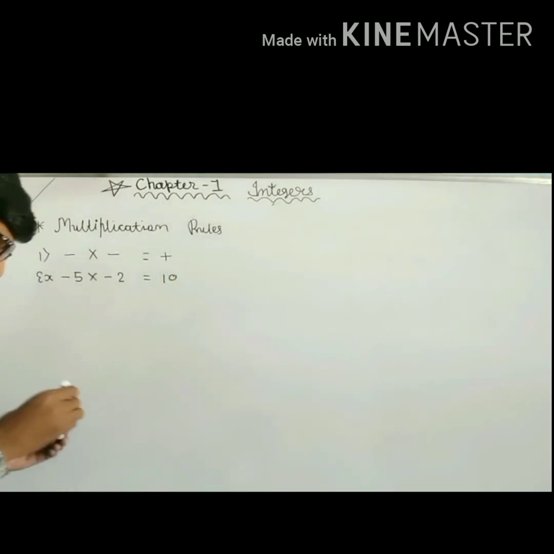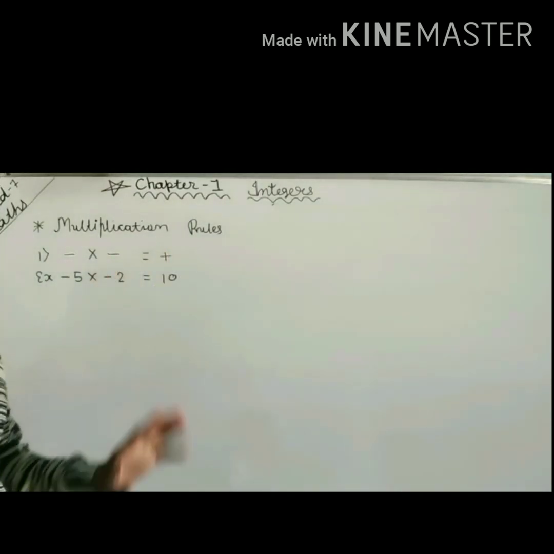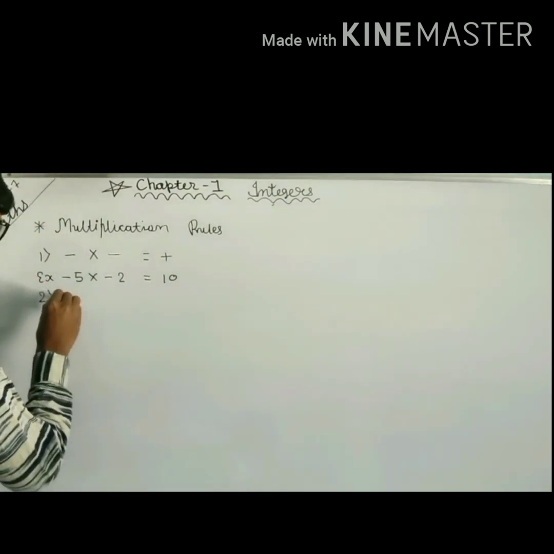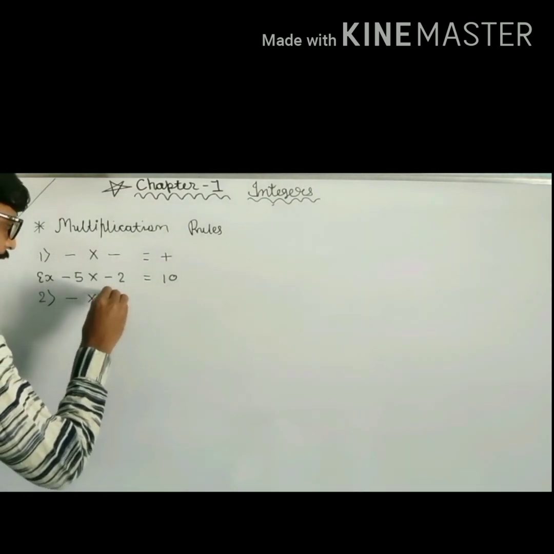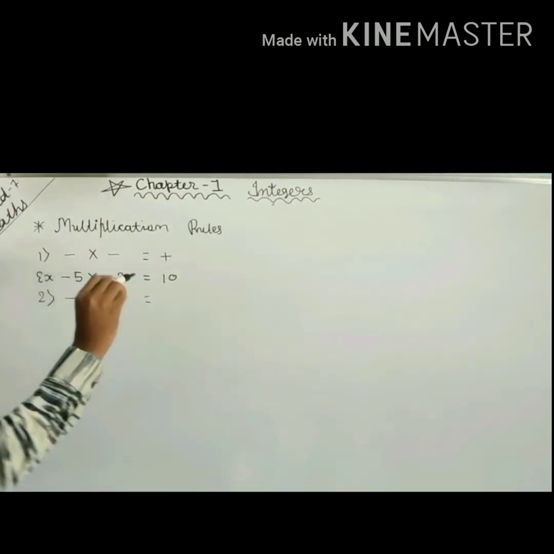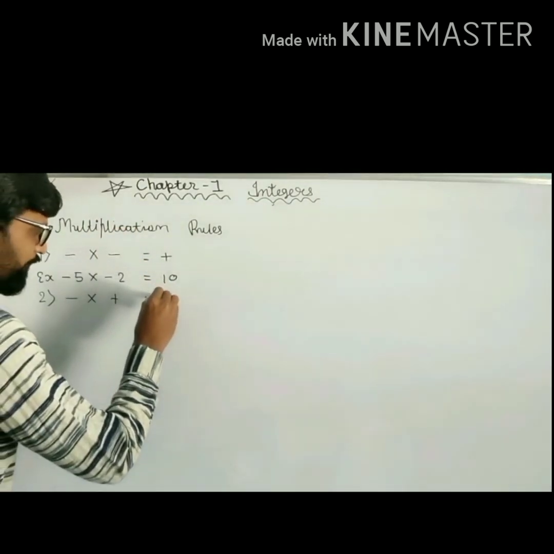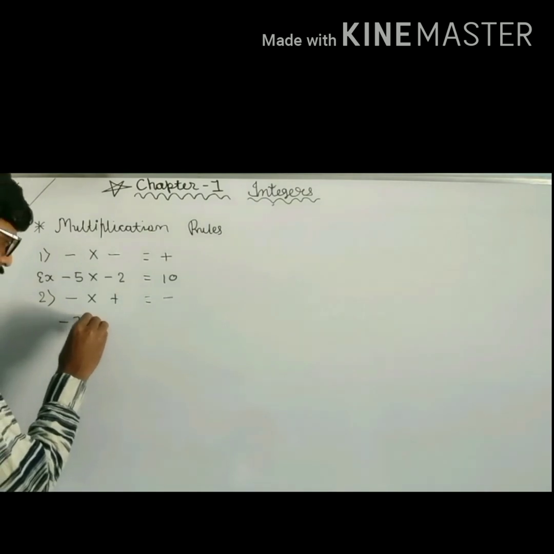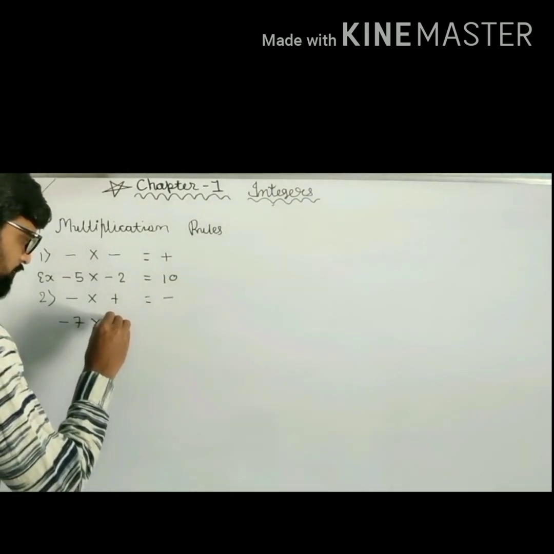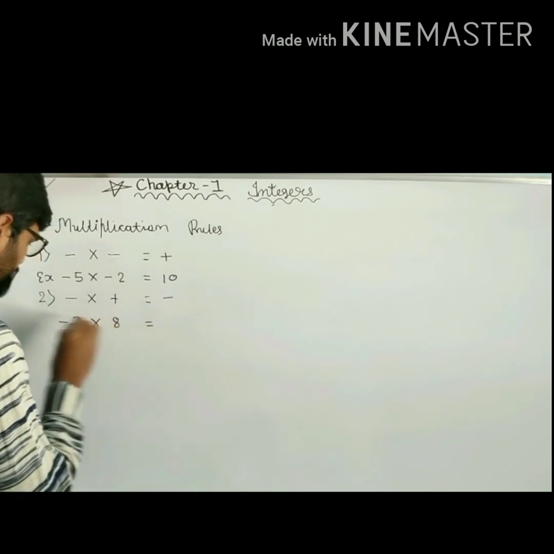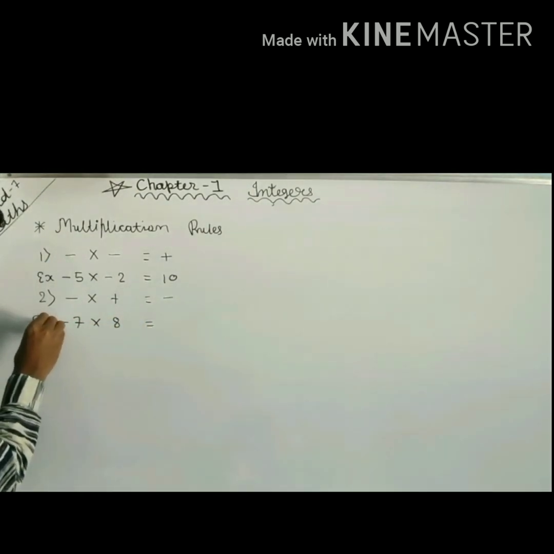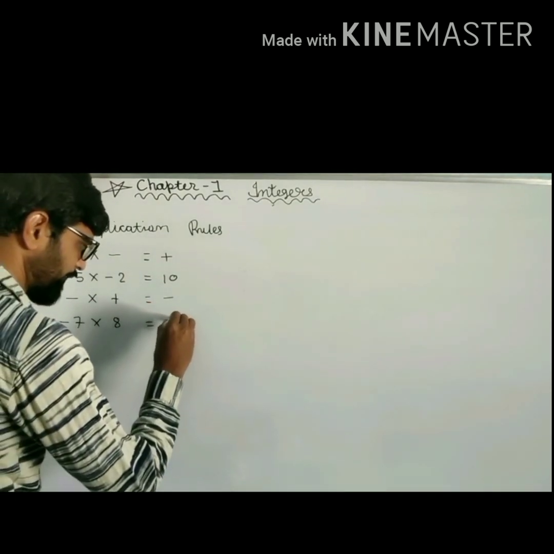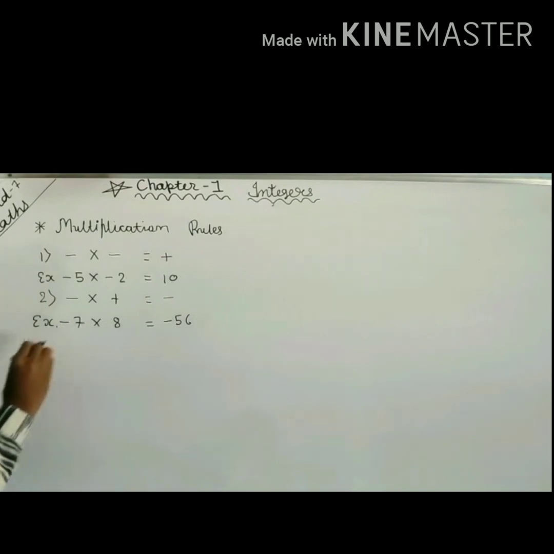So here we simply say 5 twos are 10, with a positive sign. Here we have to take care of the sign. Now the second one is minus multiply plus. Which sign do we have to put? We have to put negative here. Suppose -7 multiply 8. In this example, 7 eights are 56, but it will be negative because one of them is negative.